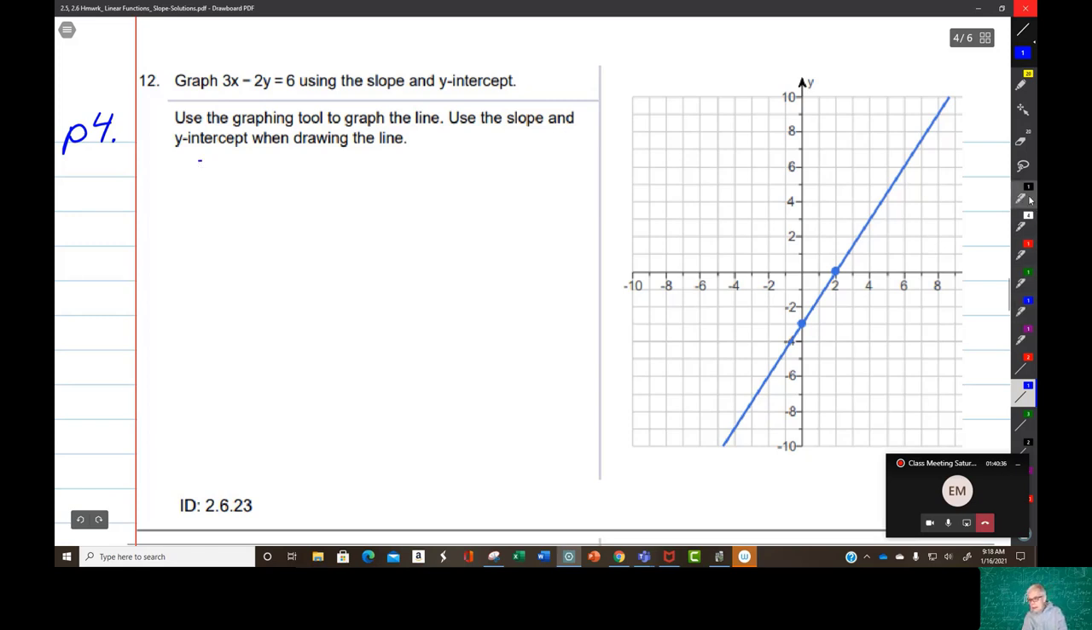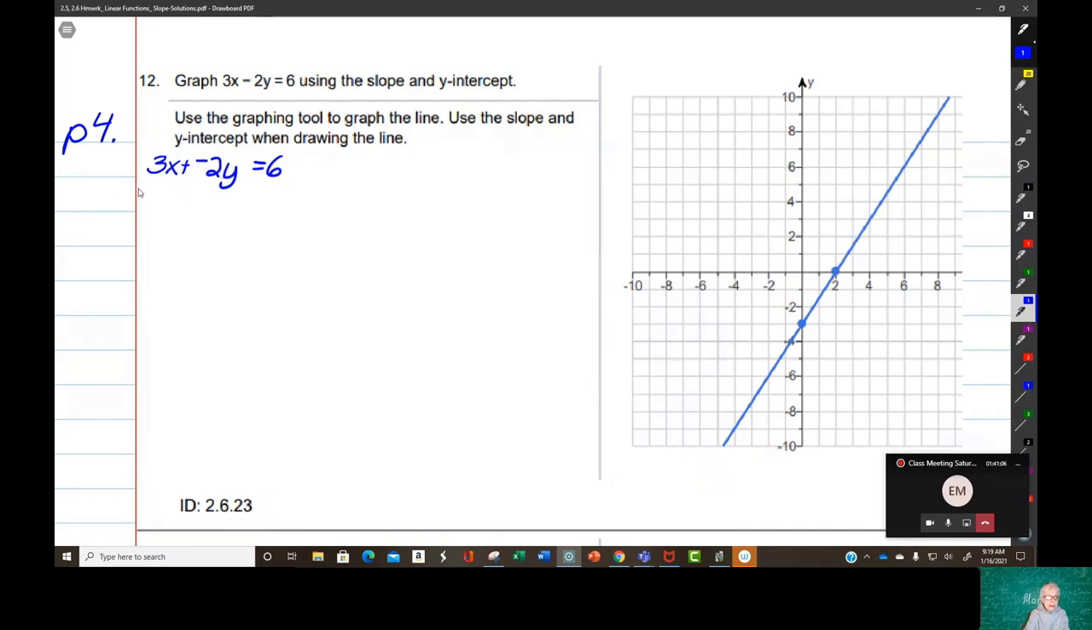We've got 3x plus, that's a minus. Well, but, hey, wait a minute. Plus negative 2y equals 6. That's really a good way to think about this, because remember that numbers take the sign in front of them.